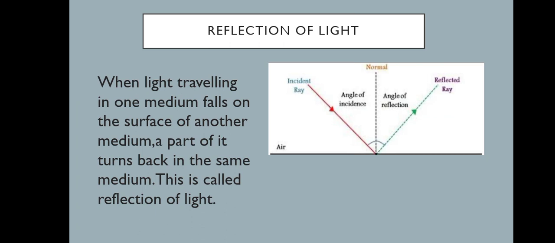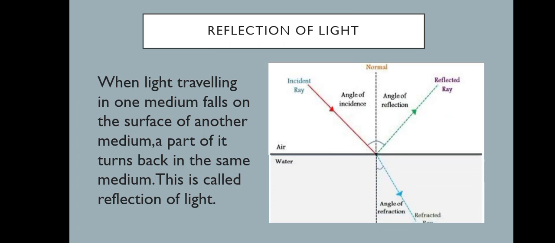Here you can also see that in the definition we have used the term that a part of it turns back in the same medium. It means not all of the light traveling in the air is turning back into the air again. Some of it is reflected in the air. So what will happen to the other part of the light ray? Let's see. In this picture you can see the other part, which is refracted into the water. It means we can say that reflection and refraction of light occur at the same time.